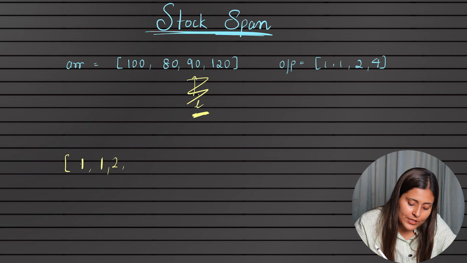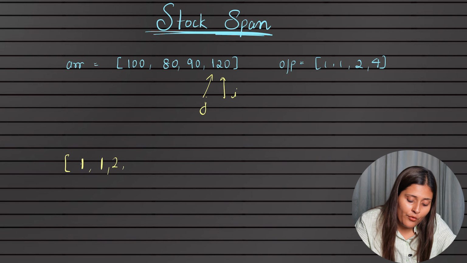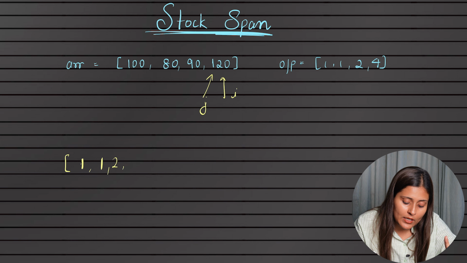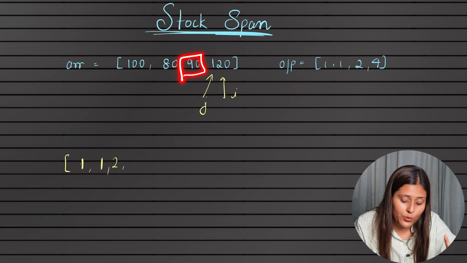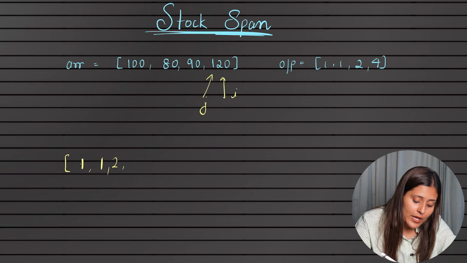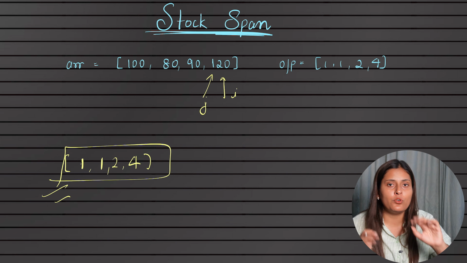Now again we have to reinitialize our i and j. Here obviously this satisfies the condition. 120 is less than or equal to, count 1. 90 is less than or equal to, count 2. 80 is less than or equal to, count 3. 100 is less than or equal to, count 4. So hence for i equal to 3, we have to write count 4, and this we have to return.